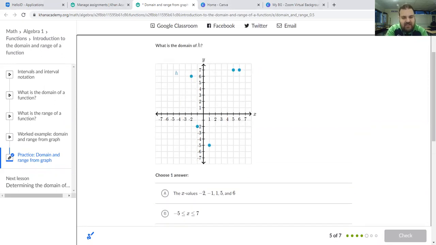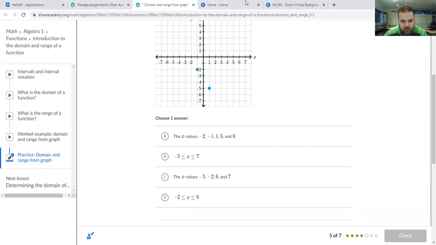All right, here we go again. Domain. Domain is x values. It's a discrete graph, so it's just going to be some individual points. We got -2, -1, 1, 5, and 6.